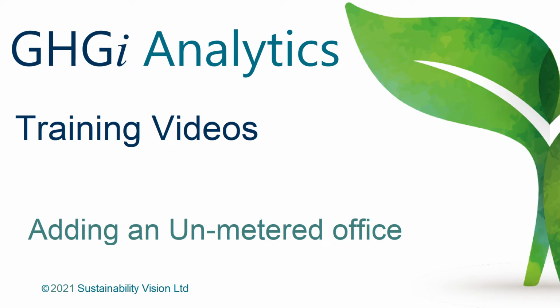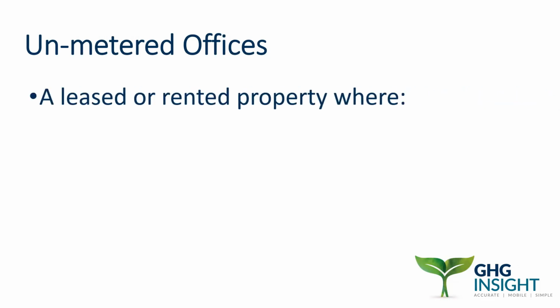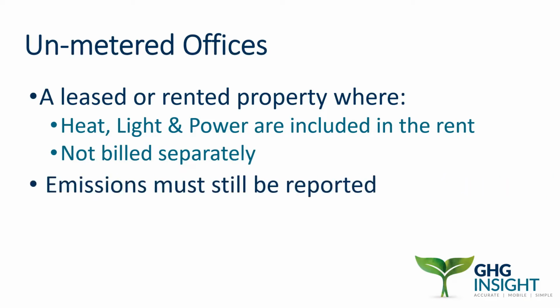In this video, we are going to show you how to add an unmetered office to GHGi Analytics. Put simply, an unmetered office is one in which heat, light and power are included in the office rental and not billed separately. This means that the actual energy usage and the associated emissions are not available. Despite this, the emissions still need to be reported.